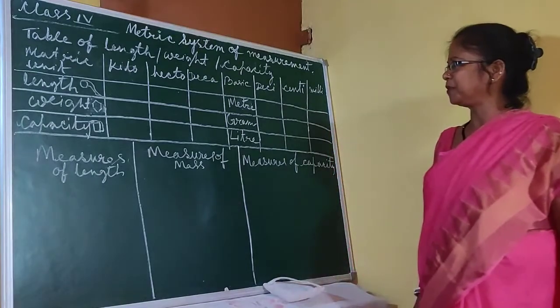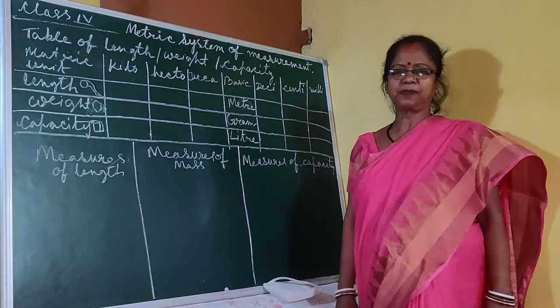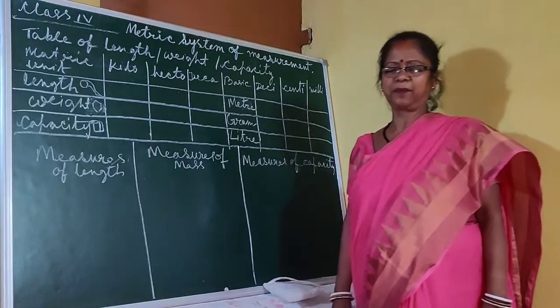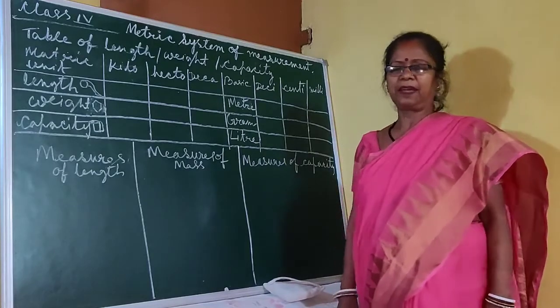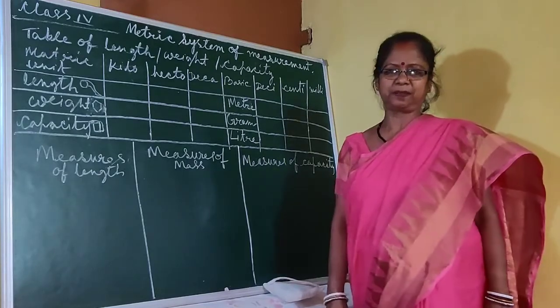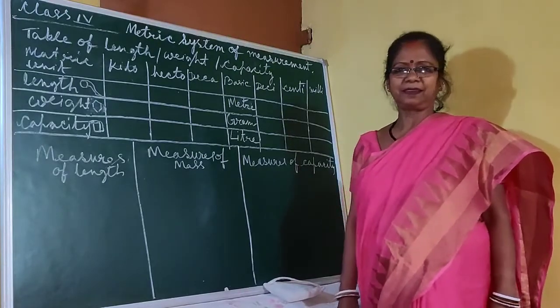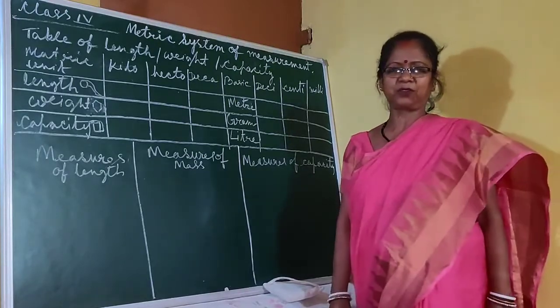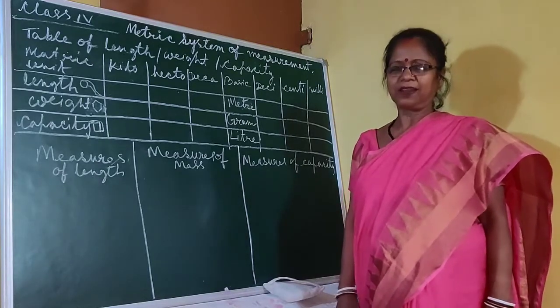I am going to explain the metric system of measurement. There are three types of measurement: length measurement, weight measurement, and capacity measurement. Different types of measurement are there, so it is very easy. It is interesting also. I am going to explain these three units together. So let's start.